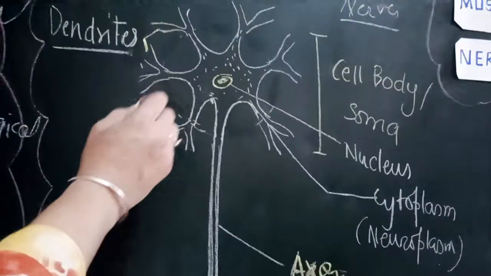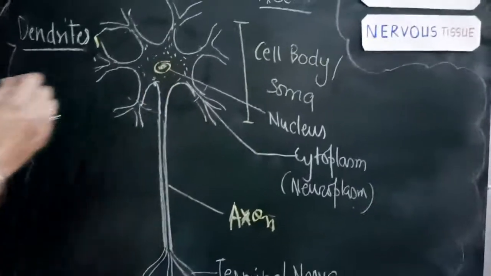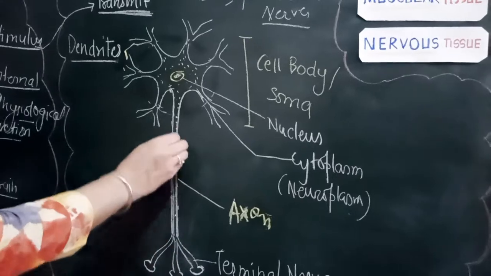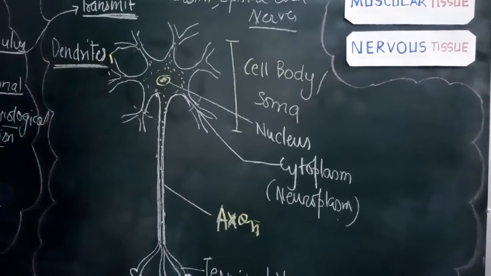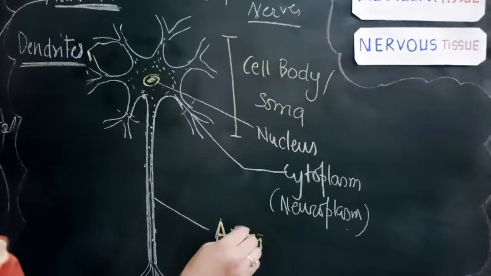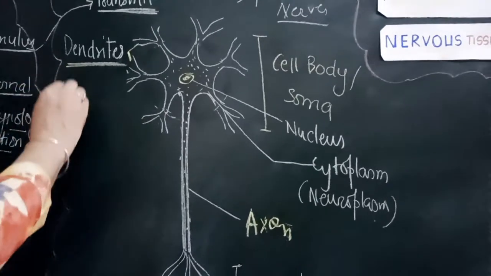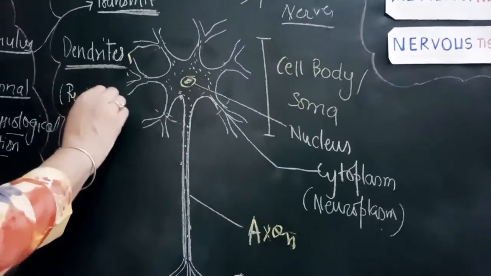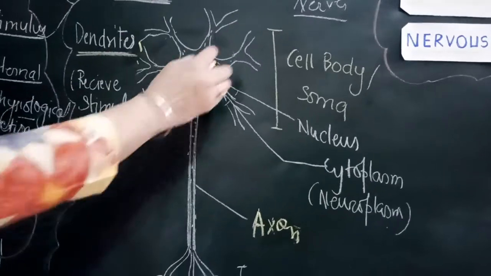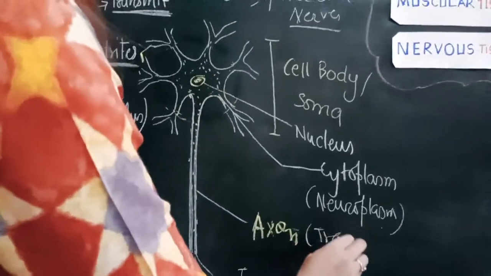So once again, the expanded part is called the cell body or soma. It has got a nucleus, it has got cytoplasm in it. And the smaller branches are called the dendrites. And one long branch that runs along the central axis of the cell is called the axon. So the dendrites receive the stimulus from the outer environment and then give it to the cell body, and the cell body transmits it through the axon.